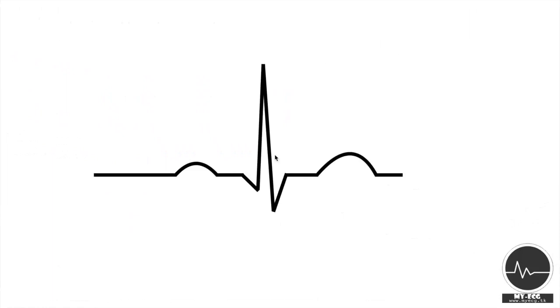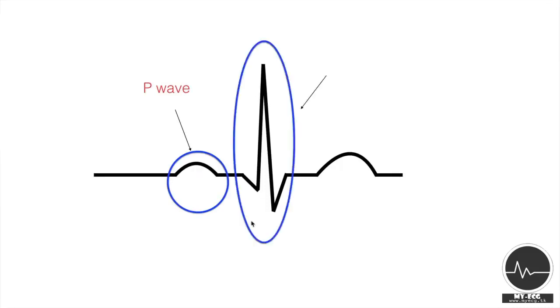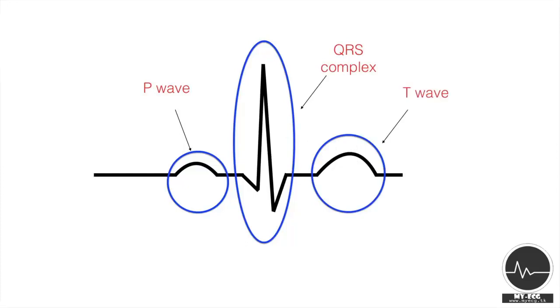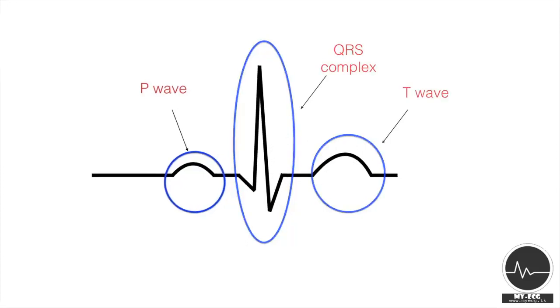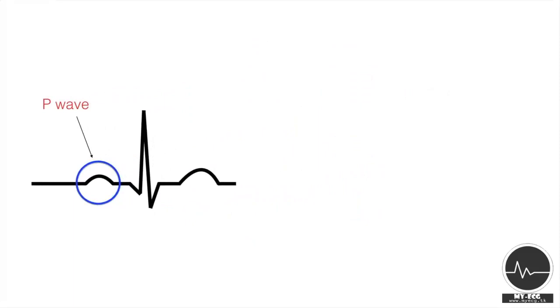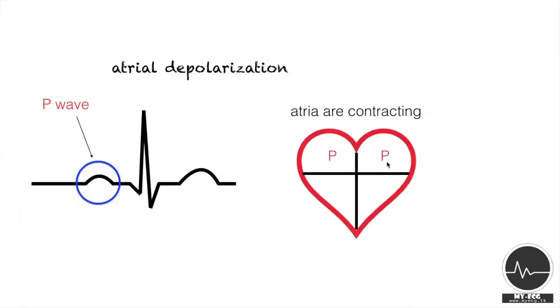So now, let us talk about EKG. It has different parts. We will start with this small bump right here called the P wave, followed by this tall structure right here called the QRS complex, and lastly, the last bump after the QRS complex would be the T wave. Let us discuss them one by one. Let's start off with P wave. The P wave represents atrial depolarization. During atrial depolarization, the two atria are contracting.